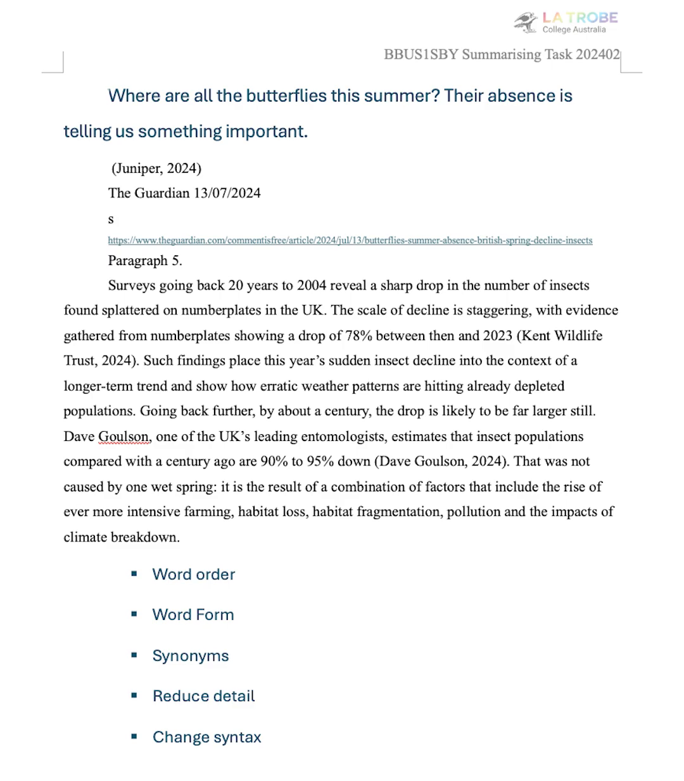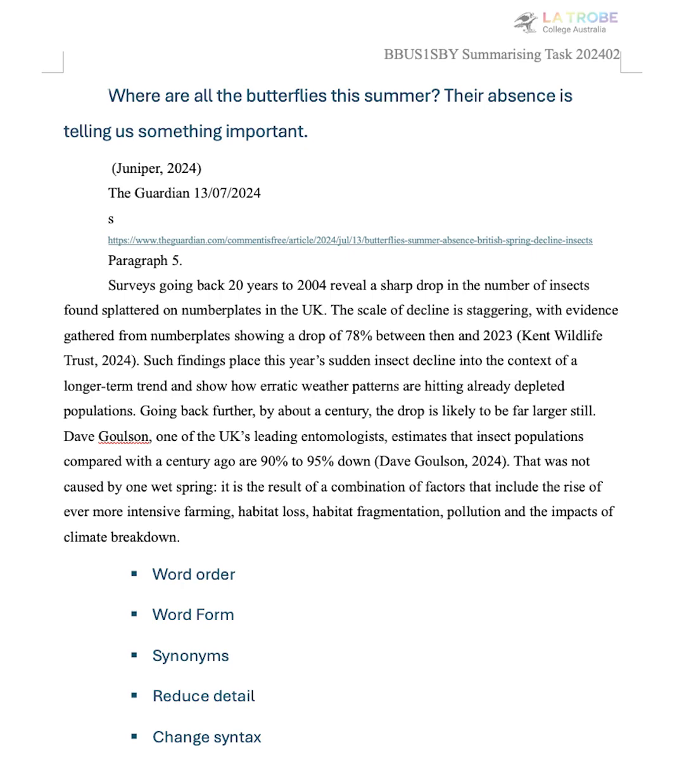Surveys going back 20 years to 2004 reveal a sharp drop in the number of insects found splattered on number plates in the UK. The scale of decline is staggering, with evidence gathered from number plates showing a drop of 78% between then and 2023. That's Kenton Wildlife Trust 2024. Such findings place this year's sudden insect decline into the context of a longer-term trend and show how erratic weather patterns are hitting already depleted populations. Going back further by about a century, the drop is likely to be far larger still.